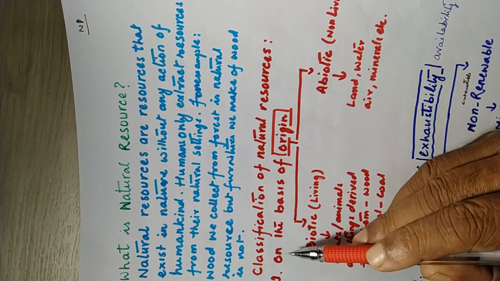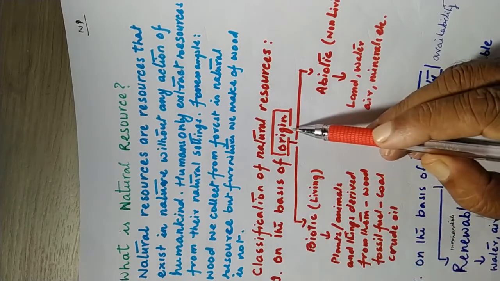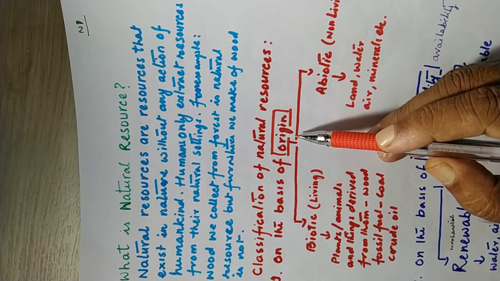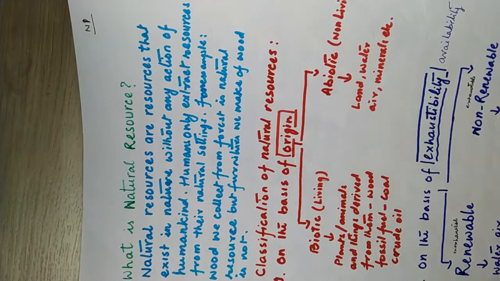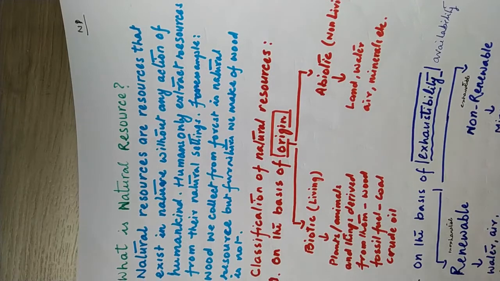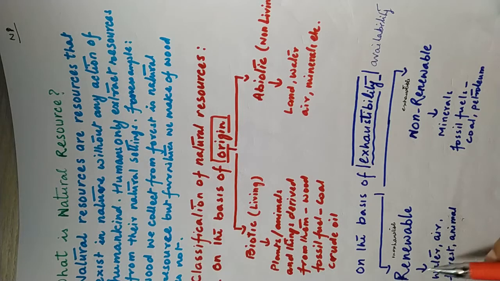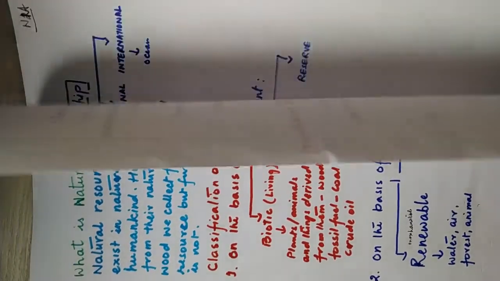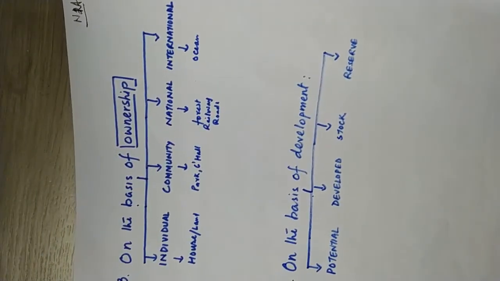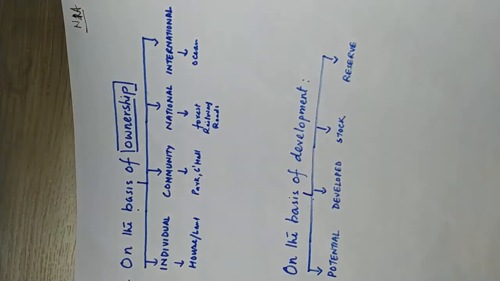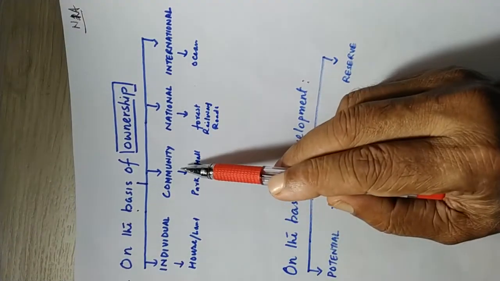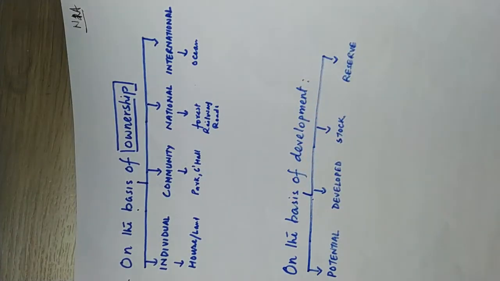So classification on the basis of origin means where that resource is originated from, or where the resource is derived from. On that basis the natural resources are divided into biotic and abiotic. I will explain it. On the basis of exhaustibility, resources are divided into renewable and non-renewable resources. Similarly, on the basis of ownership, the resources are divided into individual resource, community resource, national resource and international resource.